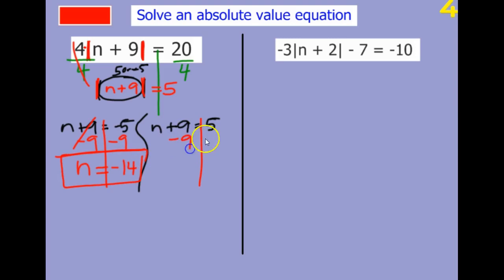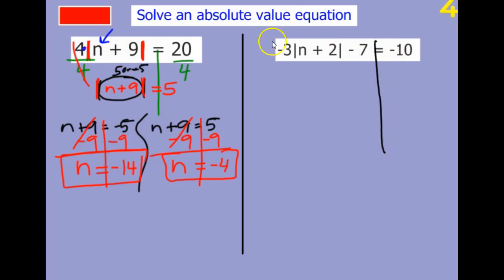Same thing on this side, subtract 9. But our answer will be different because we have positive 5. So 5 minus 9, there's more negatives. 9 minus 5 would give us 4. So our answers are negative 14 and negative 4. If you're not sure, plug them back in here, get the absolute value, and then multiply it by 4, and you should get 20.